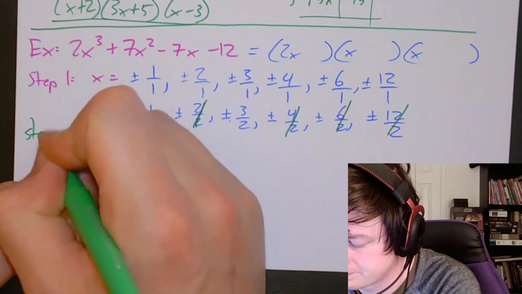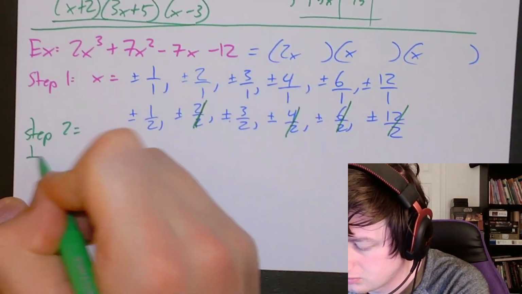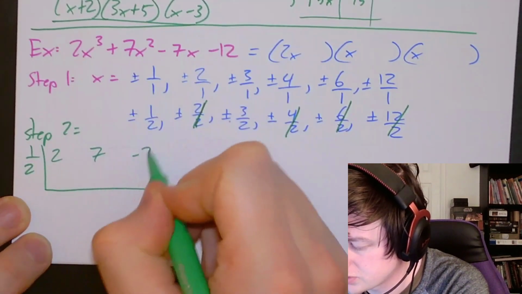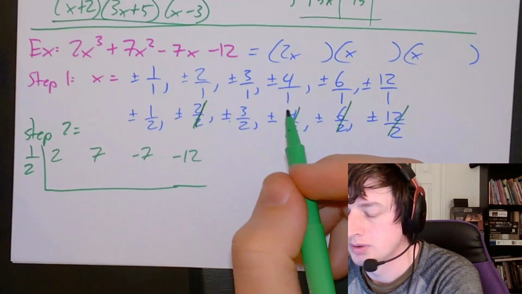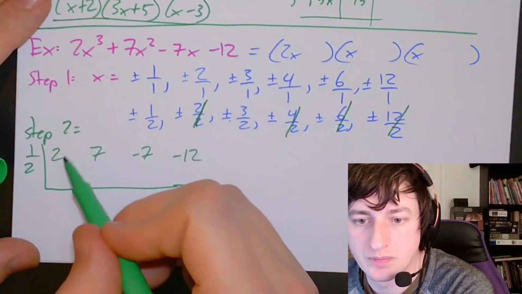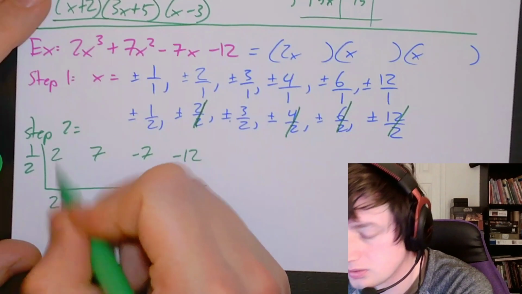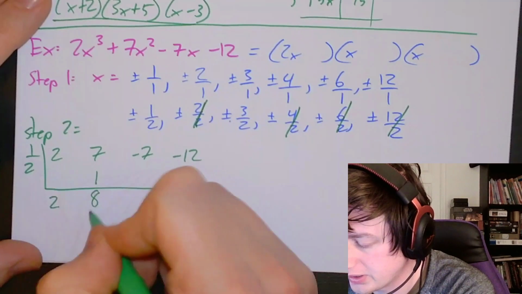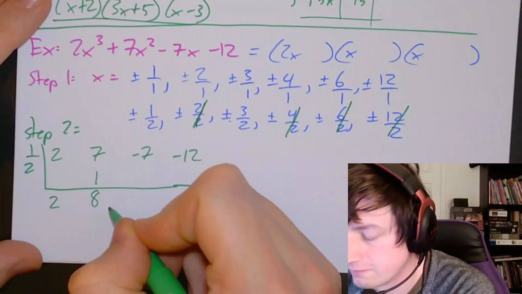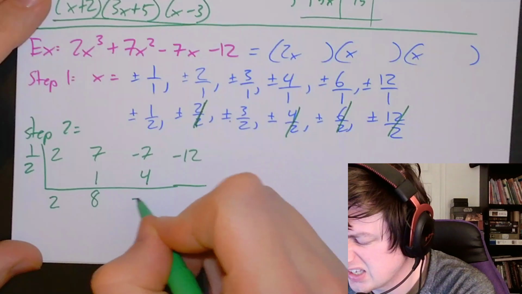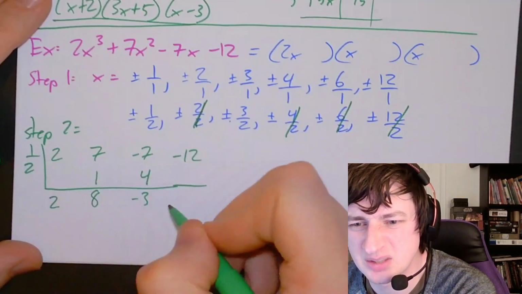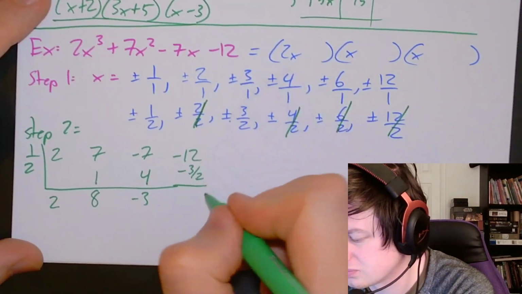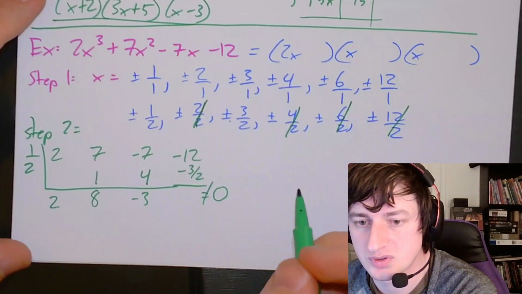So step 2. Positive half into 2, 7, negative 7, and negative 12. So we're going to add here, multiply by a half, we get 1, which makes an 8. Multiply, we get 4. This makes a negative 3. Oh, that doesn't divide evenly by 2. So we get negative 3 halves, and this isn't going to make 0, so it's not 1 half.